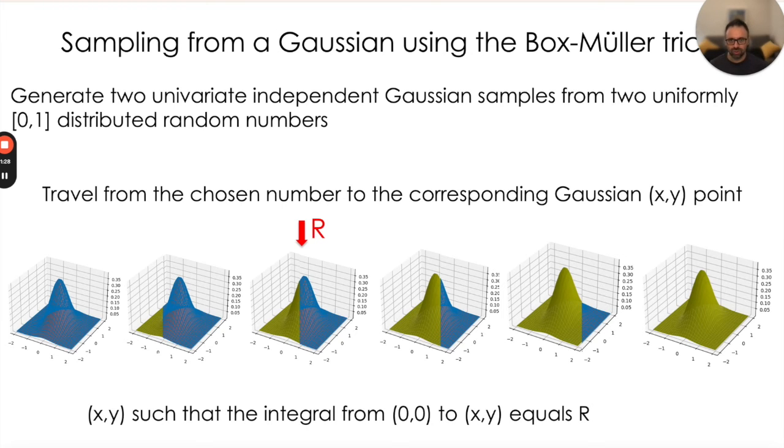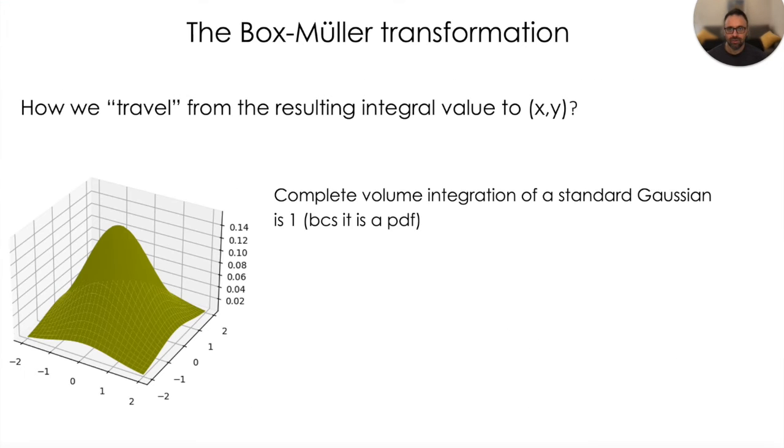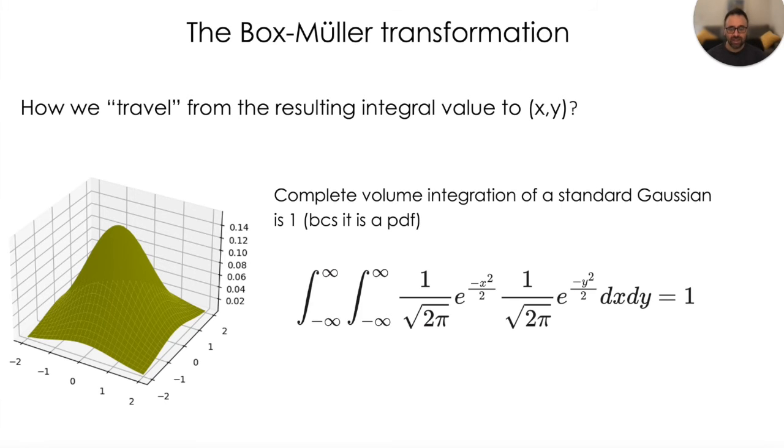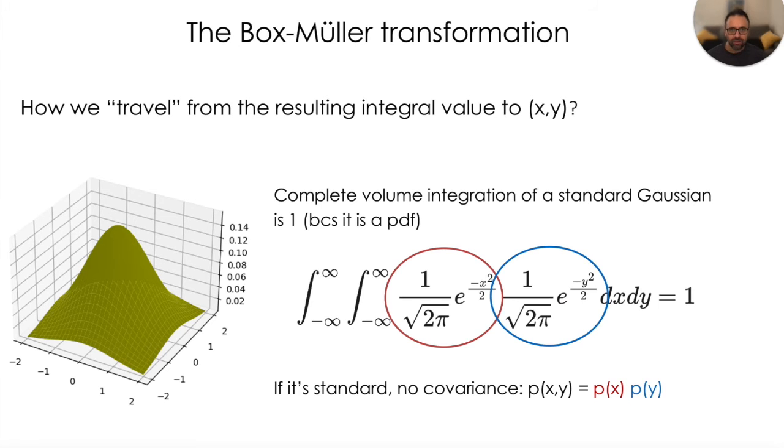This is the first intuition. So it's kind of similar to what we did with the CDF, but now in more dimensions. But how do we travel from one resulting integral value to the source x, y points? Okay, this is the integral in the two variables of this PDF. These two terms or factors are the PDF of the Gaussian in one dimension in x and then in y.